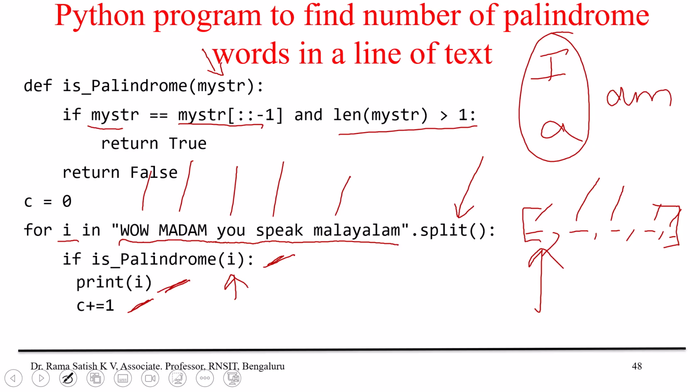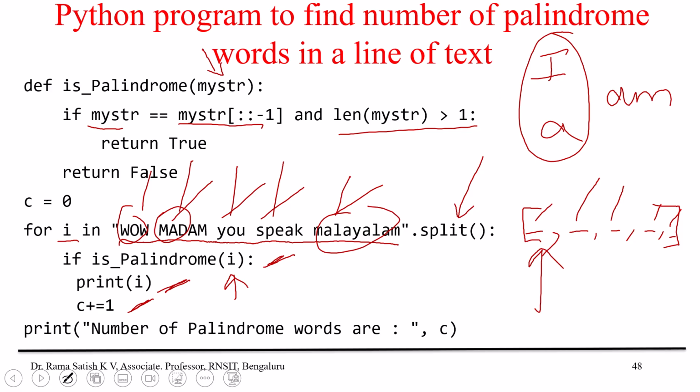So next you take the next word, Malayalam. Next you take the word you. Next you take the word speak. Next you take the word Malayalam. So in that you can see one, two, three words are palindrome, and finally it displays the number of palindrome words are C. That is 3. It will display 3 here. So this is how things will work.